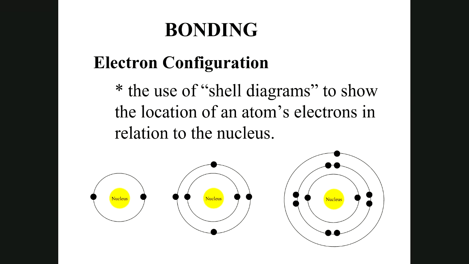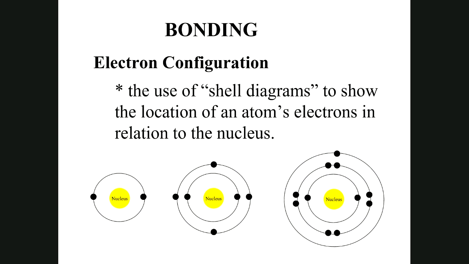Bonding. Electron configuration, the use of shell diagrams. That's what these things are called, shell diagrams, to show the location of an atom's electrons in relation to the nucleus. So you can see that this first atom on the left, its outer shell is filled. It has 2 electrons in it. That's going to be helium. The middle one here, its first shell's filled with 2, and the outer shell has 4. So that has 6 electrons. That's going to be carbon.